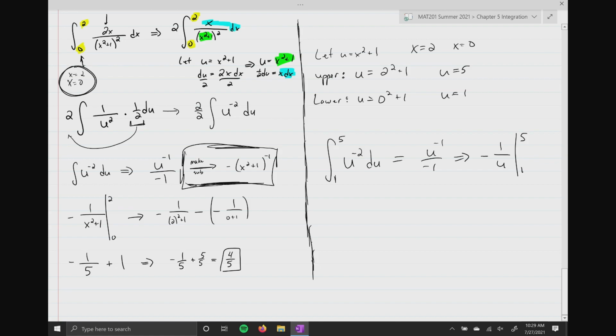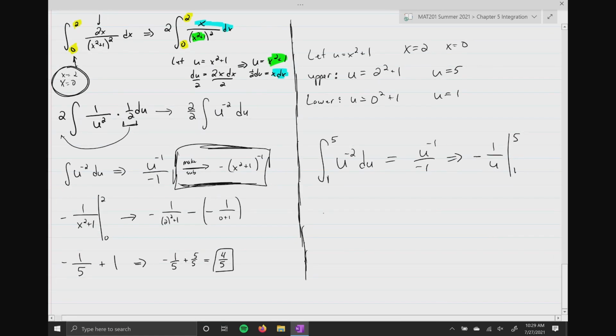So now when I go ahead and evaluate this, notice I don't have to go back into the letter x because I've already accounted for that when I changed my upper and lower limits. So I get negative 1 over 5 minus negative 1 over 1, which is negative 1/5 plus, well, we know 1 over 1 is 1, so I'm just going to write this as 5 over 5, and I get the same exact answer, 4 over 5.